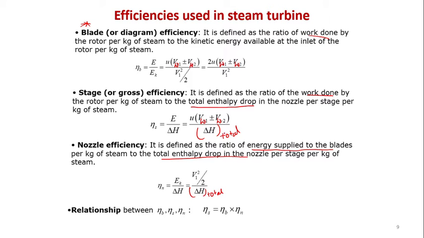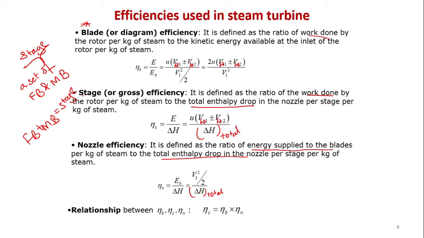Now if I multiply this into this, eta s into eta n, or eta s into eta blade into eta nozzle. So what is a stage? I have already defined it. A stage is when there is a set of fixed blades and moving blades. A set of fixed blade and moving blade is called a stage. Or we can say fixed blade and moving blade together make a stage.